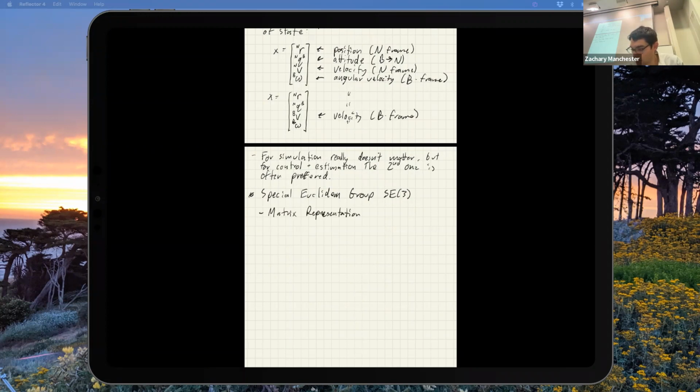These are commonly written as big T for transformation. You'd imagine this is a body-to-inertial thing if we write the little decorations. This big chunk up here is the rotation matrix, and then over here you have the translation vector, and then you just pad the matrix out like so. So we've got the center of mass translation, and then this is our usual rotation.